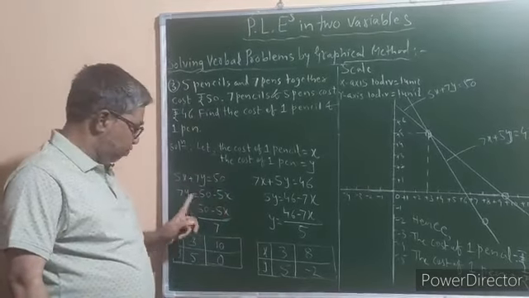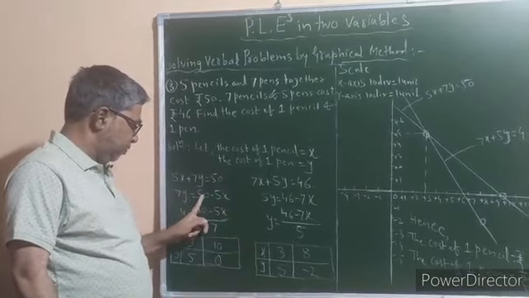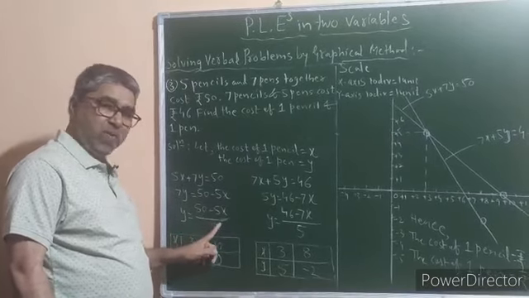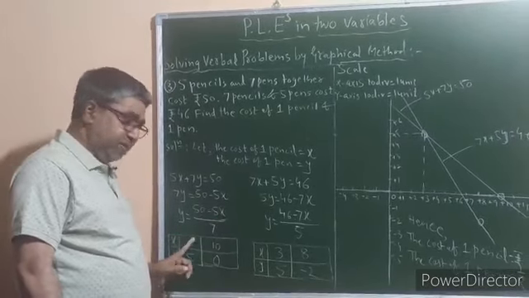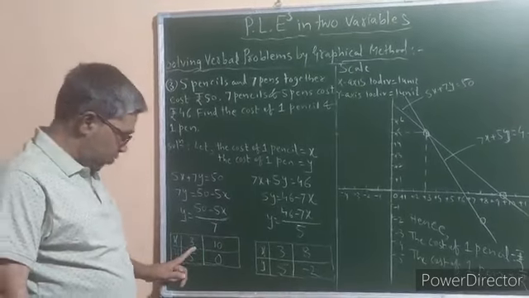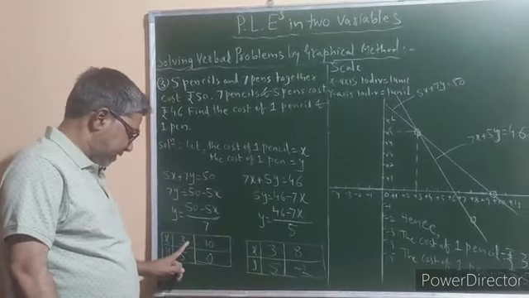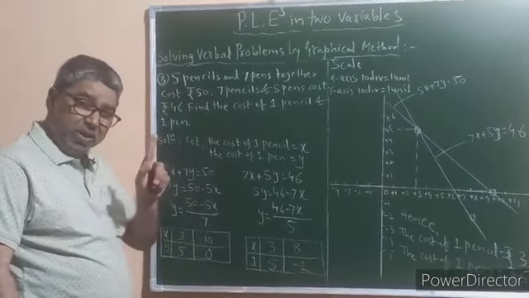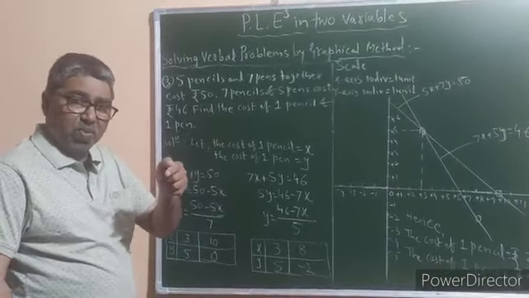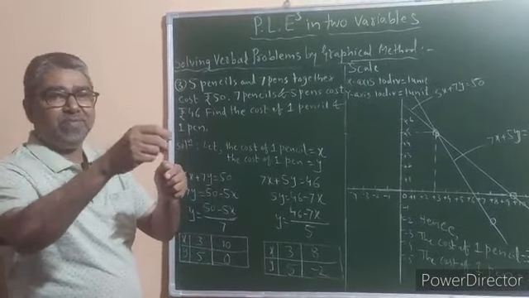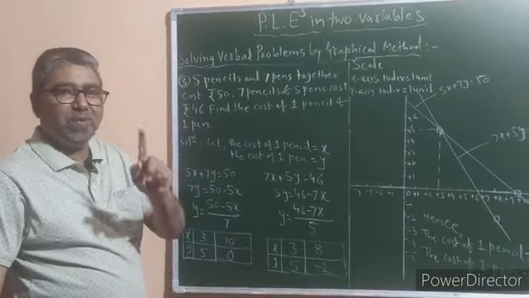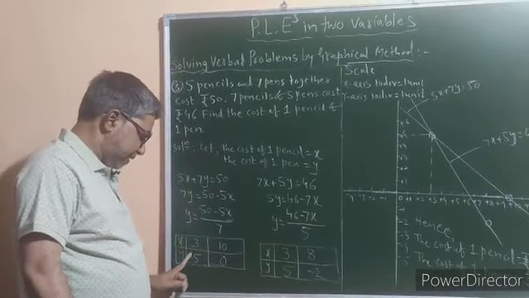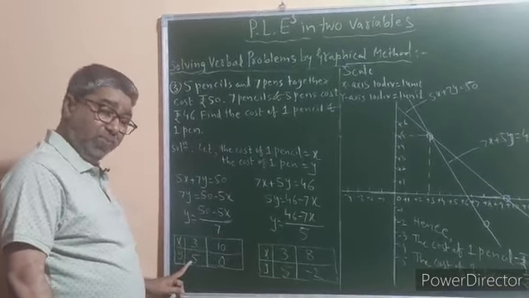Bring it to its standard form. 7y = 50 minus 5x, so y = (50 minus 5x) upon 7. Let us construct the table for the values of x and y. If the value of x is taken as 3, 5 3s are 15. 50 minus 15 will be 35. 35 upon 7, 7 5s are 35. 35 is a multiple of 7. Therefore, if x is 3, the value of y will be 5.